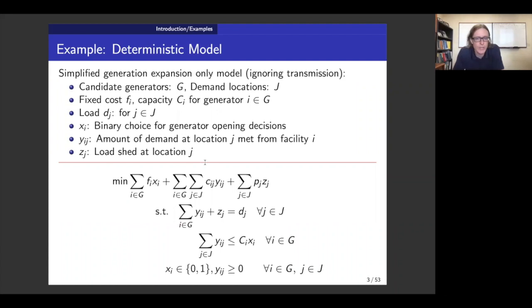For each generator, I have these constraints saying, first of all, if I don't build the generator, if x_i is 0, then I shouldn't send any energy from there because I don't have it available. Otherwise, if I do build it, so x_i is 1, then I have a capacity of c_i from that generator. So this is a basic deterministic mixed integer program. You could give this to your favorite solver.